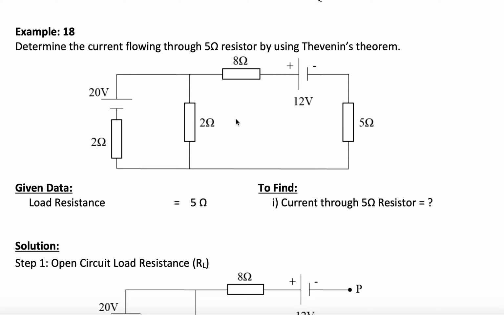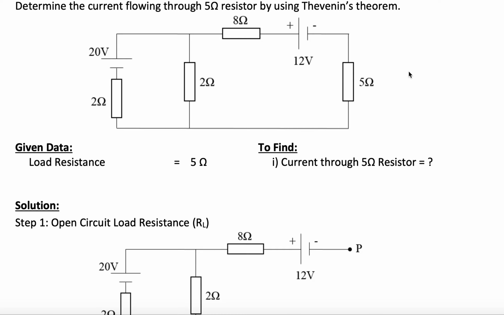Okay. Determine the current flowing through the 5 ohm resistor using Thevenin's theorem. This is the 5 ohm resistor. You need to find the Thevenin's equivalent circuit across these two terminals. Name those terminals P and Q. Okay. Now open circuit the load.